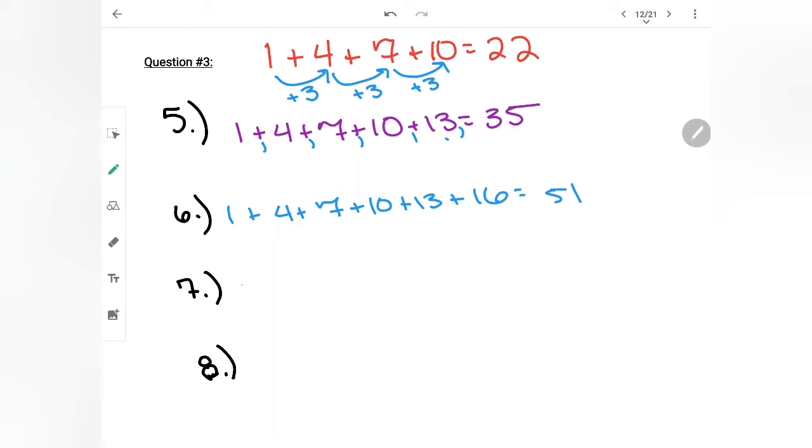Now for the seventh equation, we're just going to add another 3 to the end. 16 plus 3 is 19. So it's 1 plus 4 plus 7 plus 10 plus 13 plus 16 plus 19. And we should have our total of 70. We'll write that down right there.